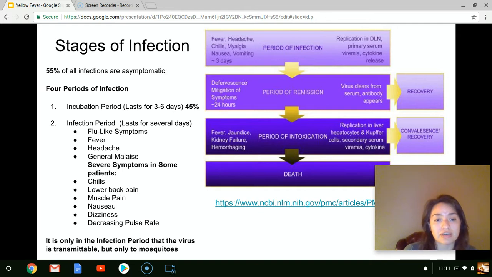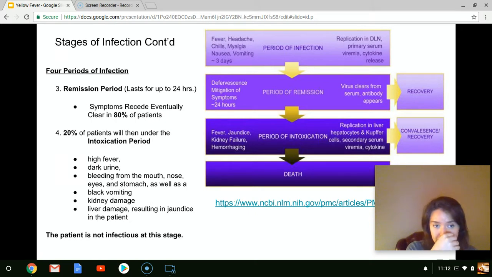The second stage is called the infection period, which lasts for several days, with flu-like symptoms, headache, fever, and general malaise. However, some will develop severe symptoms such as chills, lower back pain, muscle pain, nausea, dizziness, and decreasing pulse rate. It is only in this stage that the virus is transmittable, but it's transmittable only to mosquitoes.